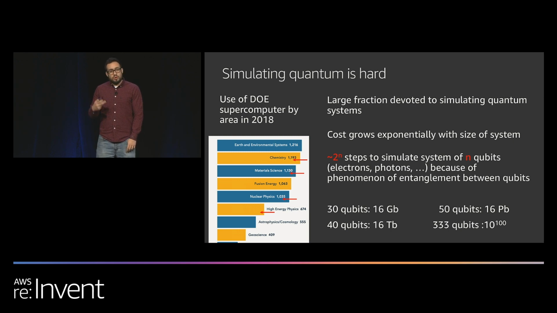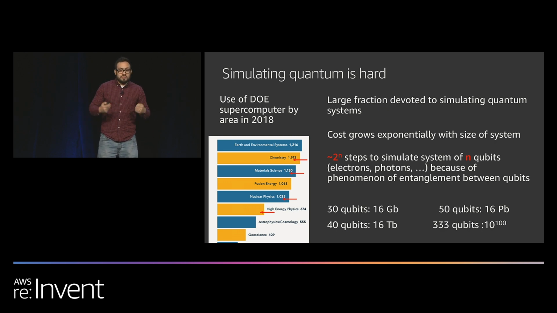Why is that the case? Well, as we'll see a little bit later, it turns out that the cost to simulate a quantum system grows exponentially with the size of the system. So it takes 2 to the n steps to simulate a system with n qubits. What is a qubit? I'll tell you in the next slide in more detail, but it's just the basic unit in quantum mechanics. It's like a 2-level system. It can be a photon in 2 different polarizations or an electron in 2 different states.